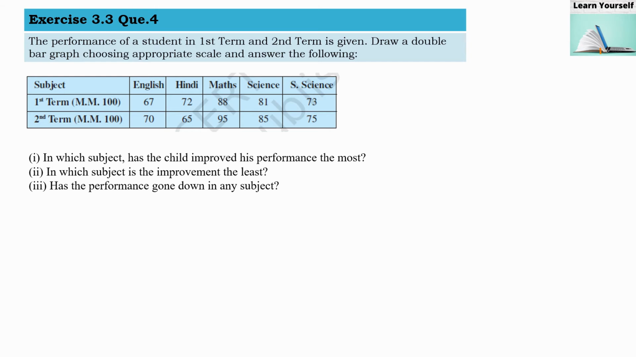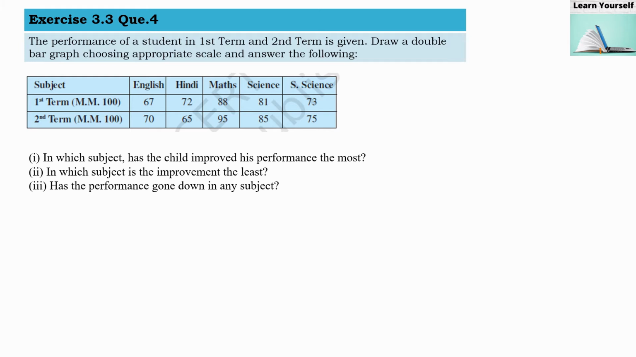Exercise 3.3, question number 4. The performance of a student in first term and second term is given. Draw a double bar graph choosing appropriate scale and answer the following. So here we have to draw a double bar graph.